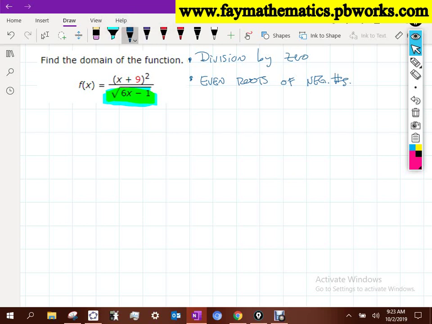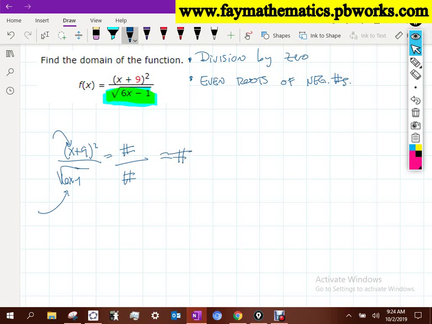Does the numerator matter? In this case it doesn't, because any number that I plug into the numerator, you add 9 to it and then square that number. Ultimately what we're trying to do here is, with x plus 9 squared over root 6x minus 1, plug a number into that x and get a real number back. A real number divided by a real number gives me a real number, so I would get an output for that function.